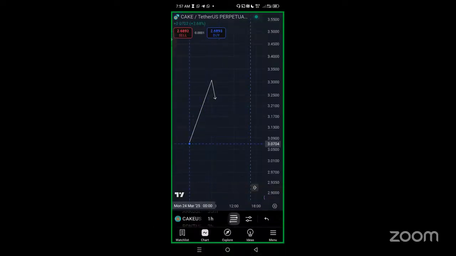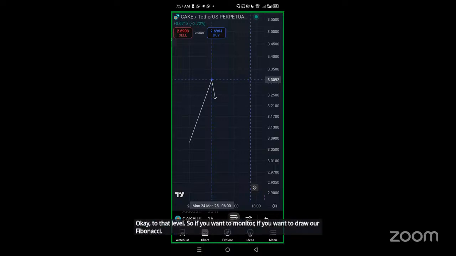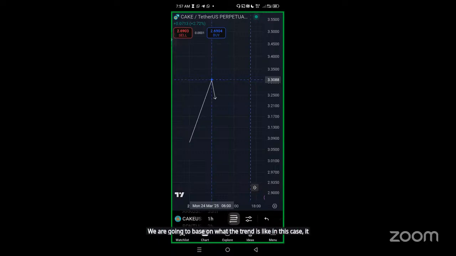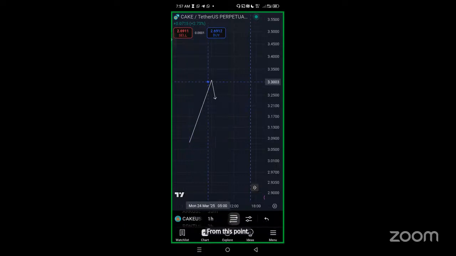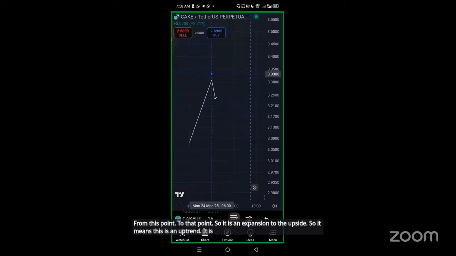We are going to take, for instance, that the price rose from this level to that level. So if you want to draw our Fibonacci, we are going to base on what the trend is. Like in this case, it is an uptrend because there's an expansion to the upside, from this point to that point. So it is an expansion to the upside, which means this is an uptrend. So it is a bullish movement.